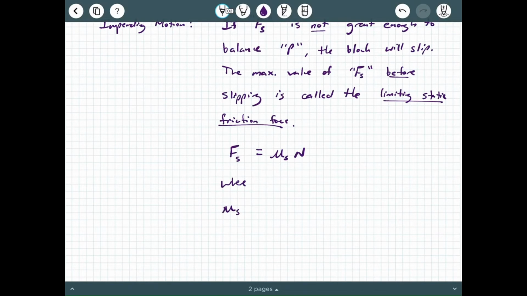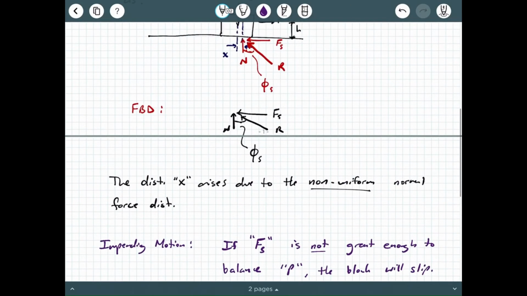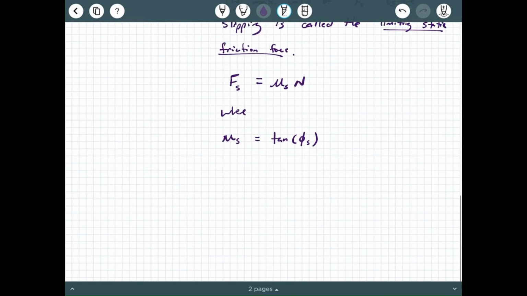And we're going to say where mu sub s, mu, that's the Greek letter mu, sub s equals the tangent of phi sub s. So think about that for a second. We're saying that the tangent of this angle phi sub s is what mu sub s is. Okay? Now, another way we can write that is the following. We can say phi sub s equals arctan of mu sub s. And guess what we can also say? We can say phi sub s is equal to the arctan of F sub s over N.